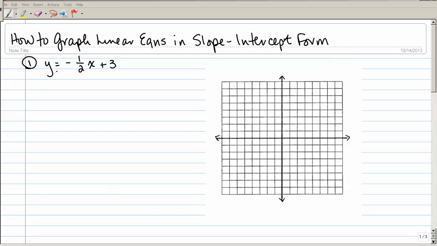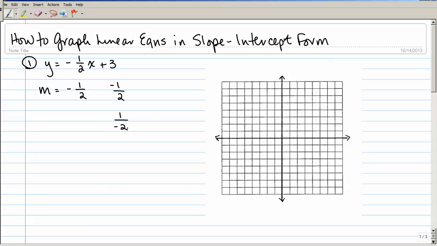So in this equation, y equals negative 1/2 x plus 3, my slope is negative 1/2. And I can write that as a negative 1 over positive 2, or 1 over a negative 2.